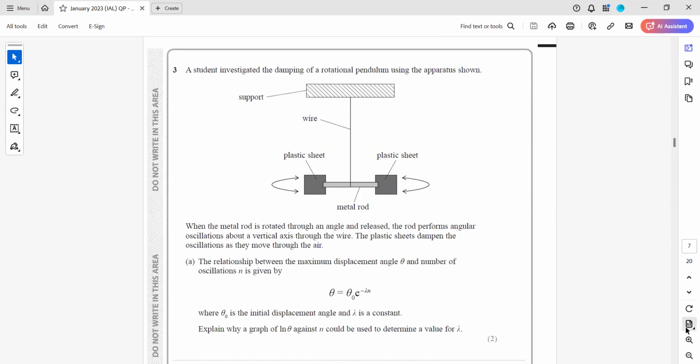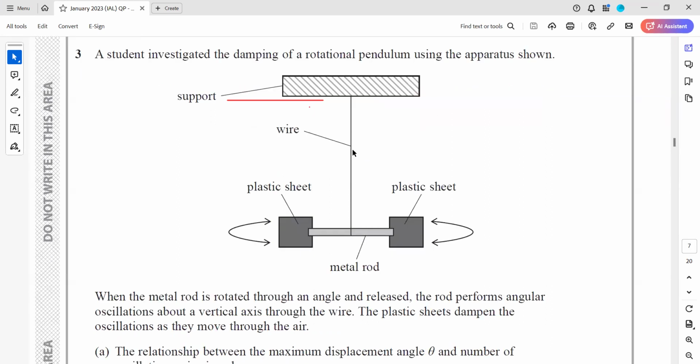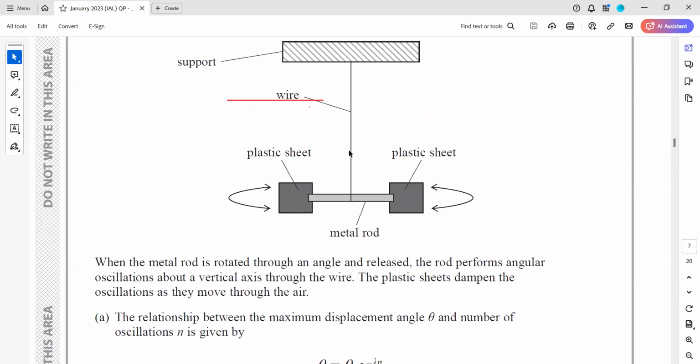In question 3, a student investigated the damping of a rotational pendulum. This means the pendulum is rotating and the student is investigating its damping. When a metal rod is rotated through an angle and released, the rod performs an angular oscillation about a vertical axis. The plastic sheet dampens the oscillation. The plastic sheet will cause air resistance and that will dampen the oscillation.